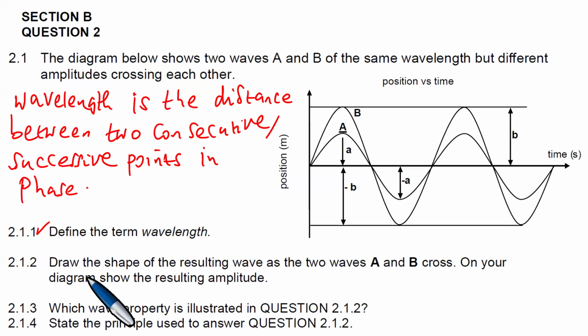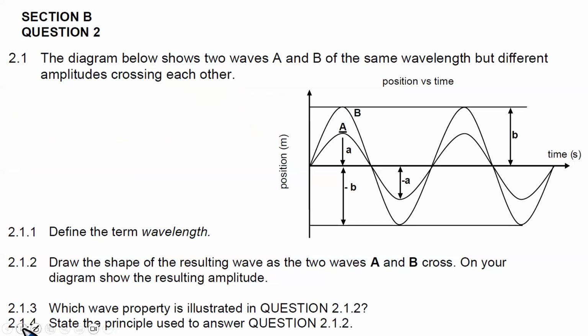So this is what we get. Wavelength is the distance between two consecutive or successive points in phase, and this is what we call wavelength. So we have defined the term wavelength. It's something you need to take note of. Let us look at the next question.